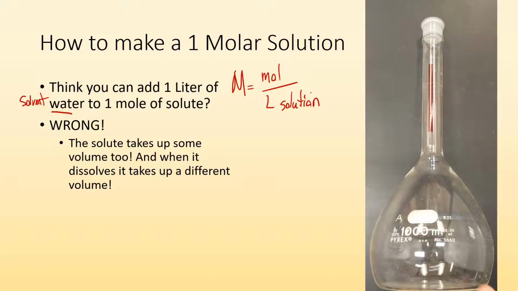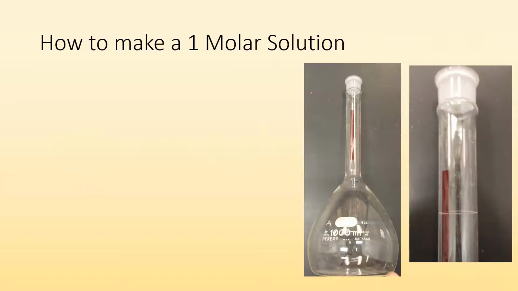Why this messes up is because that solute takes up some volume. So when you add 1 liter to the stuff you're dissolving, you don't end up with 1 liter of solution. The solute takes up space too. So how do you make a 1 molar solution?